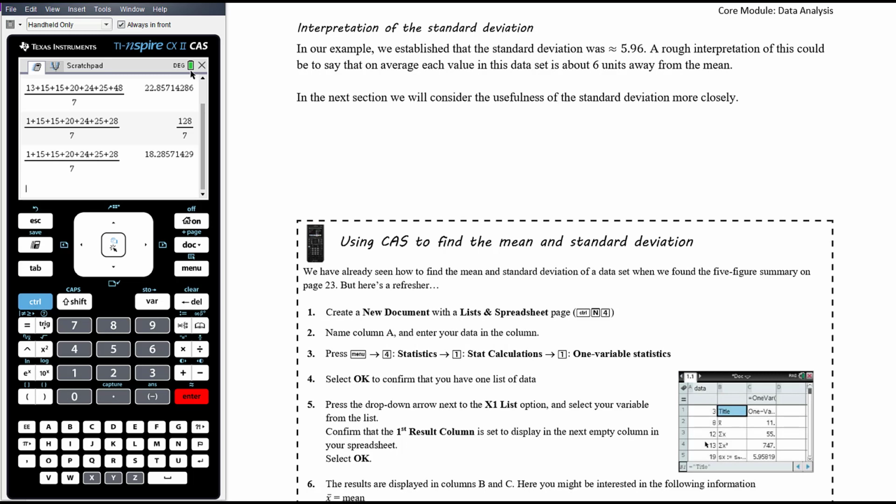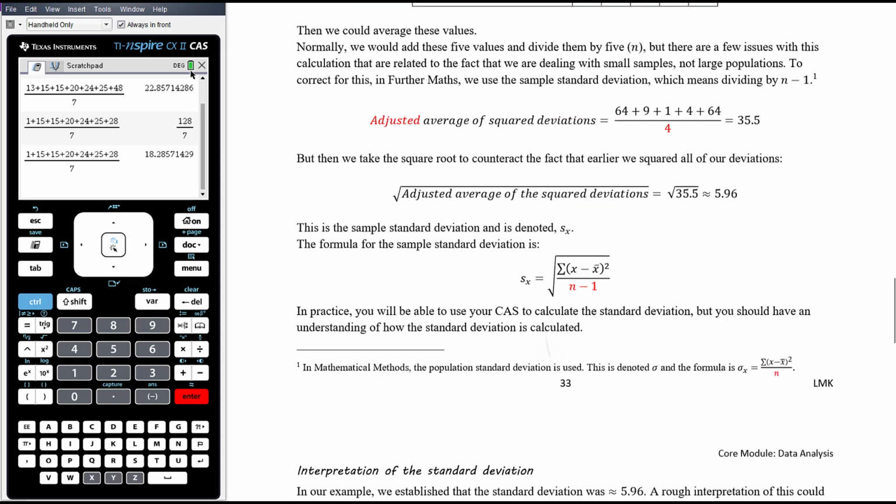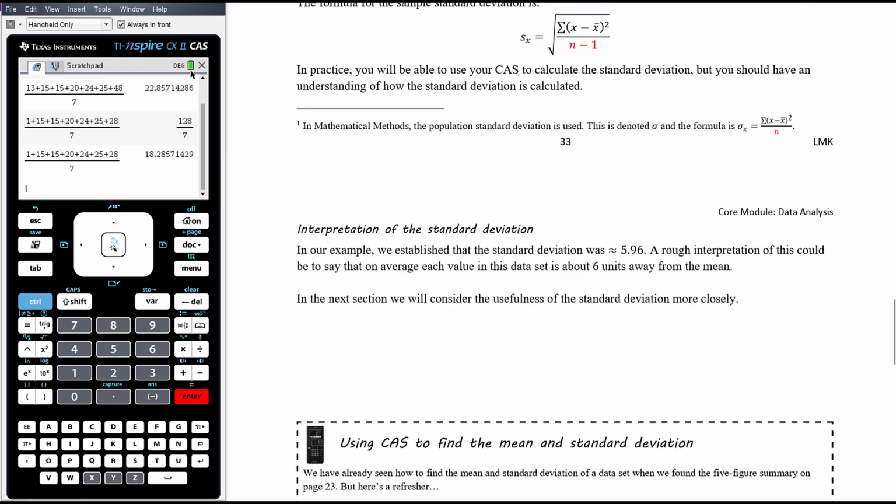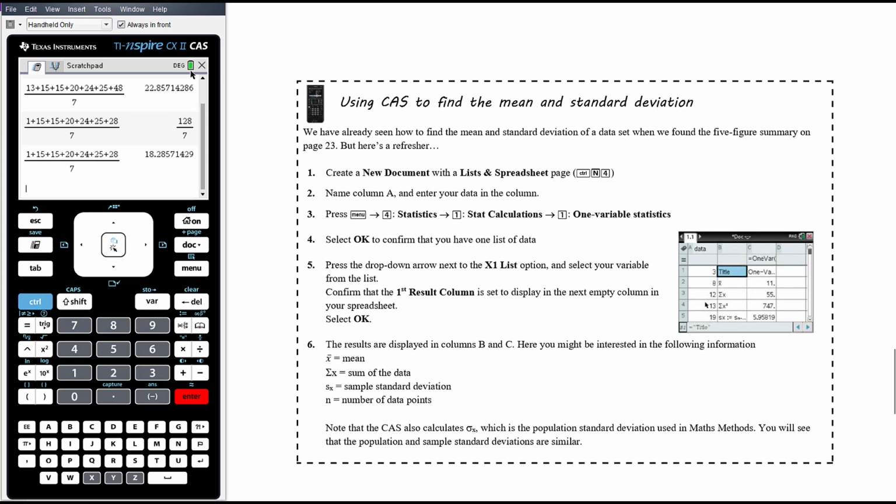A rough interpretation of this would be to say that on average, each value in the data set is about 6 units away from the mean, about 5.96 units away from the mean. So what we're seeing here is the mean is 11, this value is 1 above the mean, this value is 2 above the mean, this value is 8 above the mean, this is 3 below the mean, this is 8 below the mean. On average, the average distance from the mean is about 6. That's what our standard deviation is telling us.